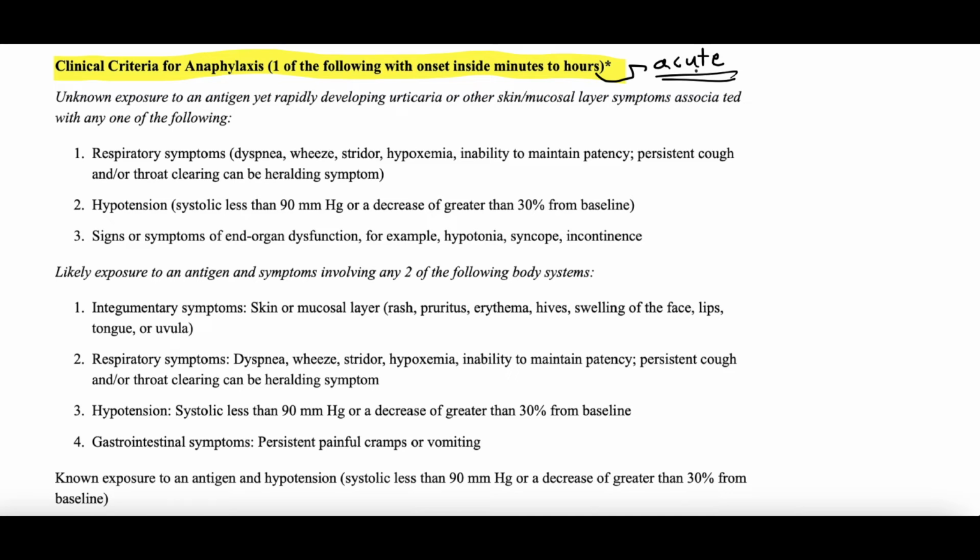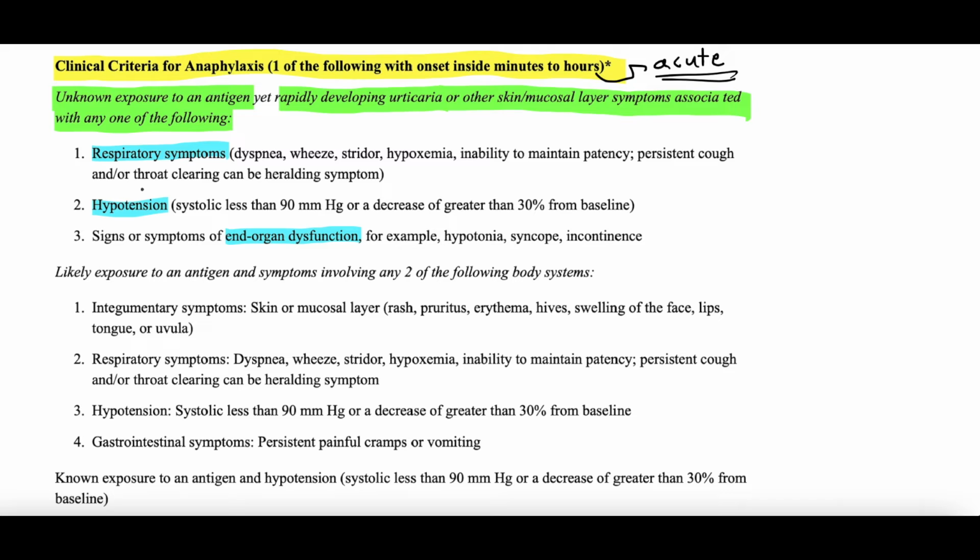These are acute, quick, fast reactions. And they say if you have an unknown exposure to an antigen, yet you rapidly develop urticaria, hives or welts, or other skin or mucosal symptoms associated with any of the following. And yes, you guessed it, any of the following are going to be respiratory symptoms, cardiovascular symptoms, including anything like end organ dysfunction.